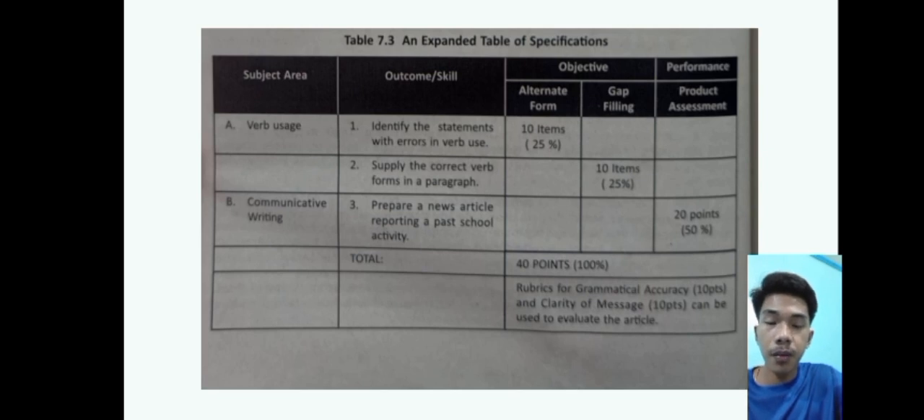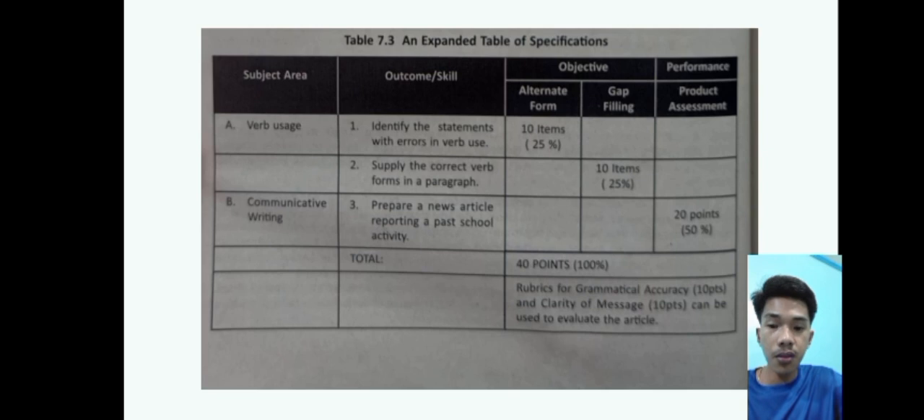As per cognitive level, difficulty level, and stimulus type, we can correlate the cognitive level to outcome number 2, the gap filling, since outcome 2 is supplying the gap or answering the blank. For the difficulty level, it is in the alternate form, because they are provided with two options which they need to analyze to find the correct answer.